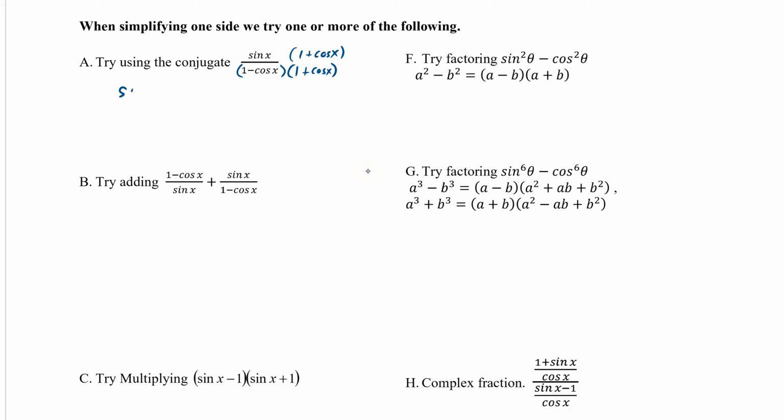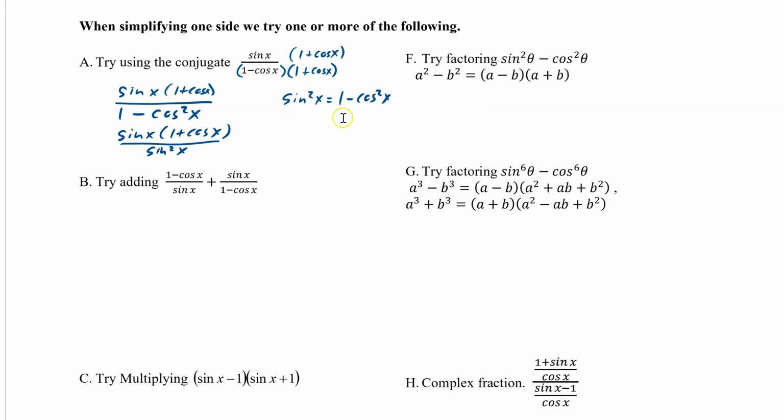So we then get sine x times 1 plus cosine x. And then what happens on the bottom is if you multiply this out, this is our difference of squares. So we end up with 1 minus cosine squared x, just like that. And that is our Pythagorean identity. So we already know that sine squared x is equal to 1 minus cosine squared x. So that allows us to take that denominator and replace it. So we end up with this. And so that's what you're going to be doing.